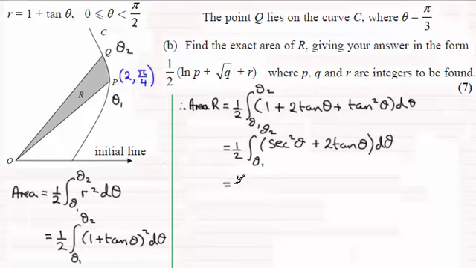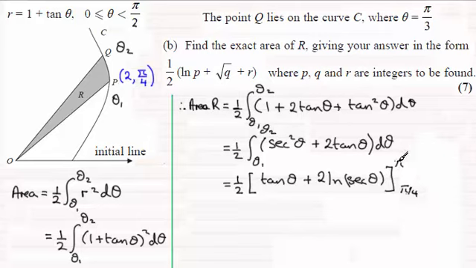So let's leave the half out the front there, and we can integrate sec squared theta, that's tan theta, and then, as I say, you should be familiar with the standard integral for tan theta. It's the natural log of sec theta. So we've got 2 times the natural log of sec theta. Let's just put that in brackets there, and then we've got that between the limits theta 1 and theta 2. But theta 1 now we'll just write in as pi upon 4, and theta 2 was pi upon 3.